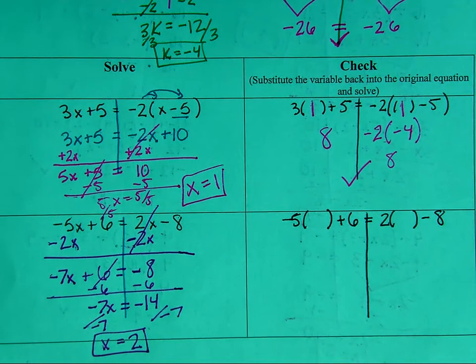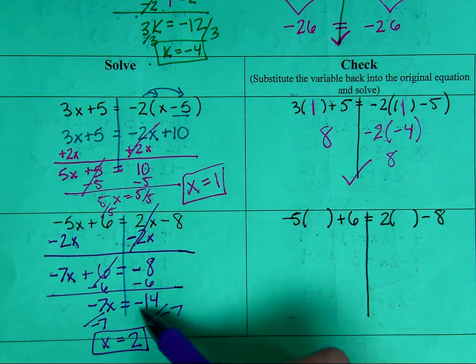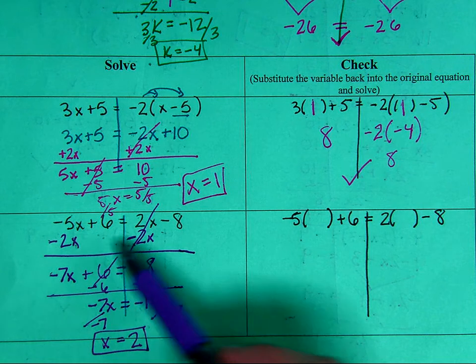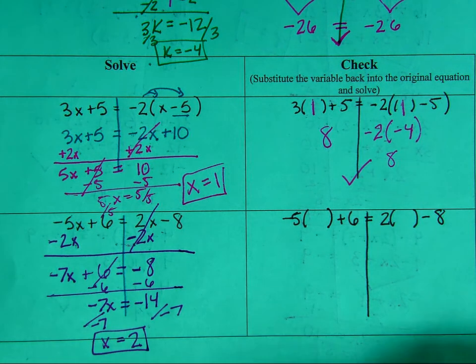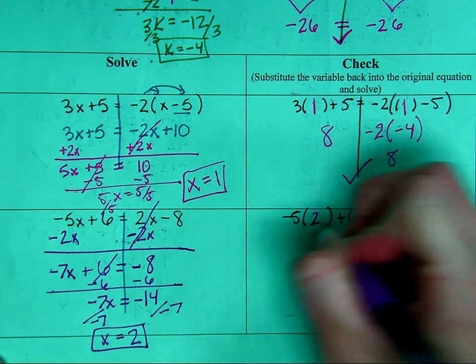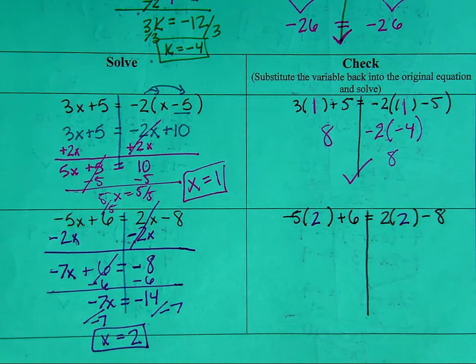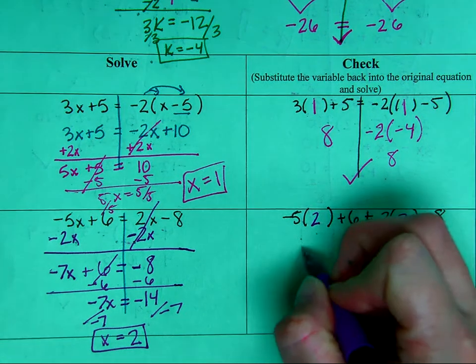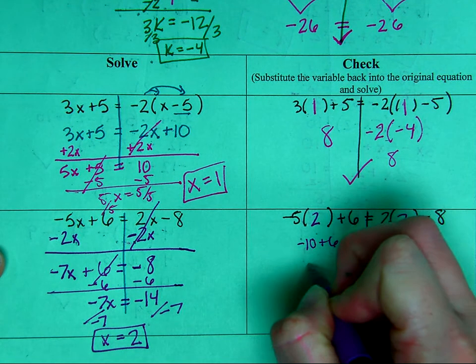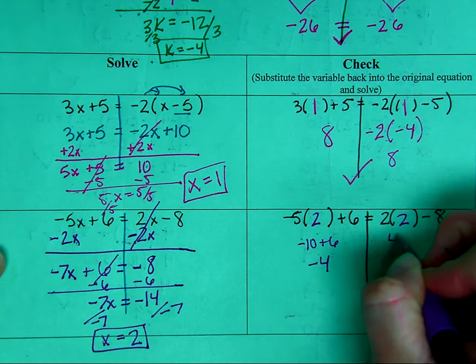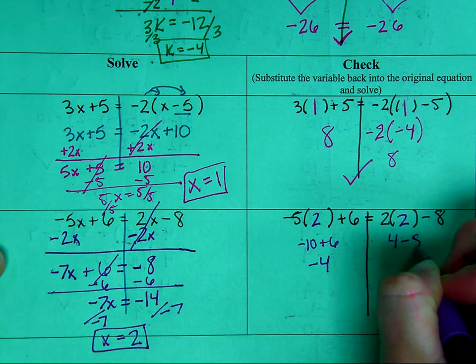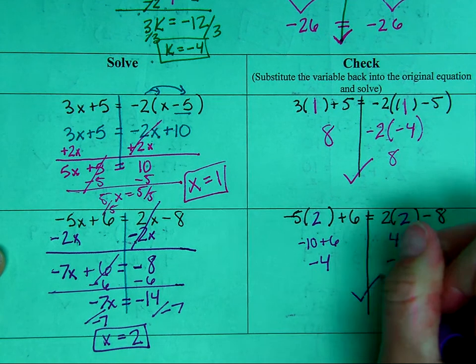At the end here, you probably had both positive numbers if you started the problem different than mine, which still gives you a positive 2. So like I said, it doesn't matter. As long as you're doing your steps right, you're going to get the same answer. So plug my 2 in to check. Negative 10 plus 6 gives me negative 4. 4 minus 8 gives me negative 4. Yay, 2 is the right answer.